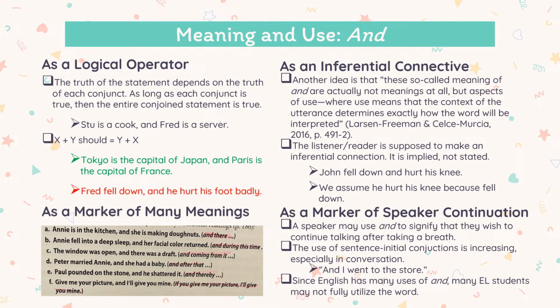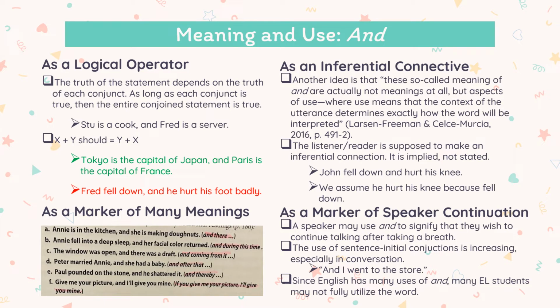So first of all, we're going to talk about the meaning and use of the word "and." It can be used in four different ways. As a logical operator, the truth of the statement depends on the truth of each conjunct. As long as each conjunct is true, then the entire conjoined sentence is true. So we have: Stu is a cook and Fred is a server.